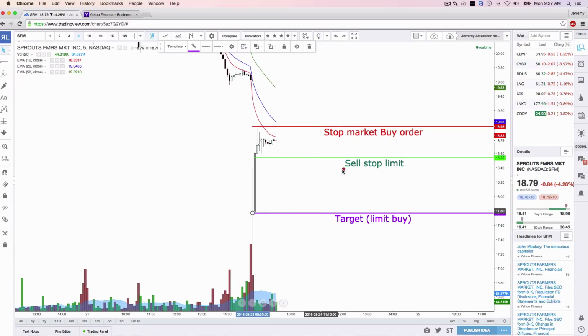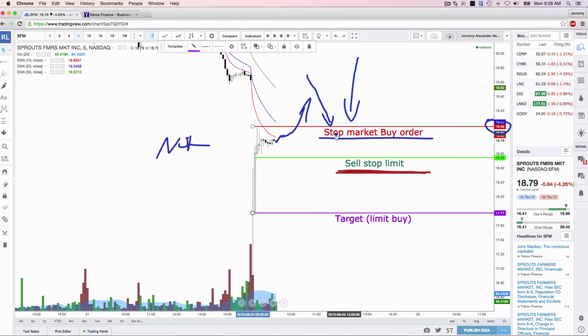And again, if you did this exact order right here, stop market buy order and a sell stop limit, you still would not get triggered in, because this stop market order is still live if you're not in the trade. And as soon as it hits $18.98, you have a stop, that's the trigger, and then you have the market, you'll just simply buy it at $18.98.